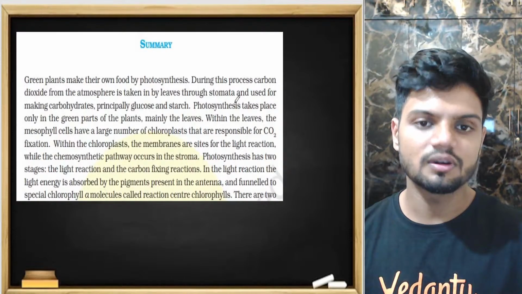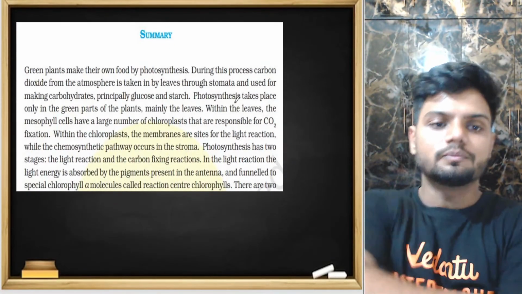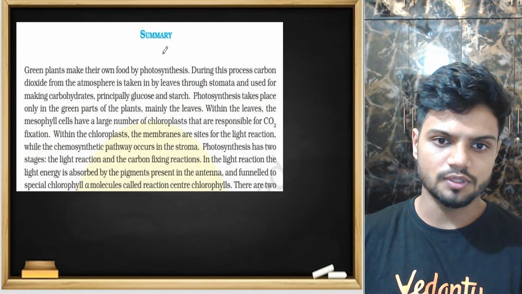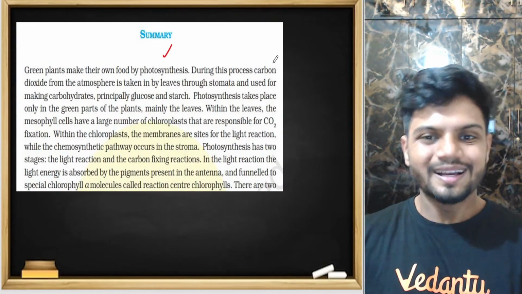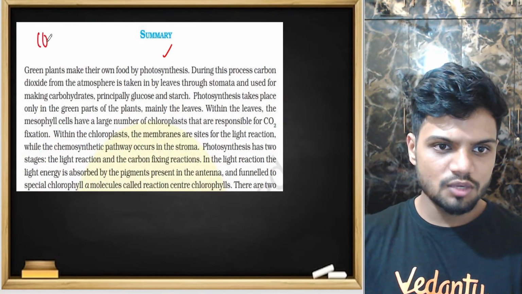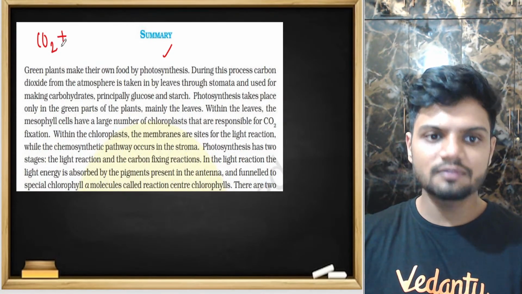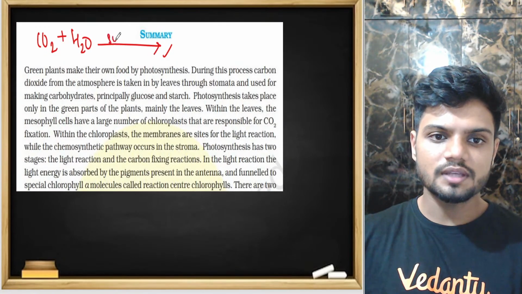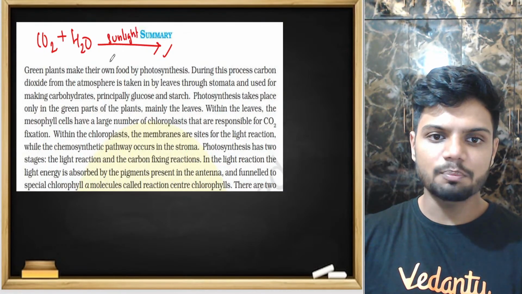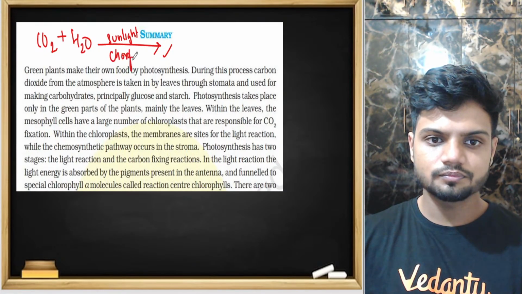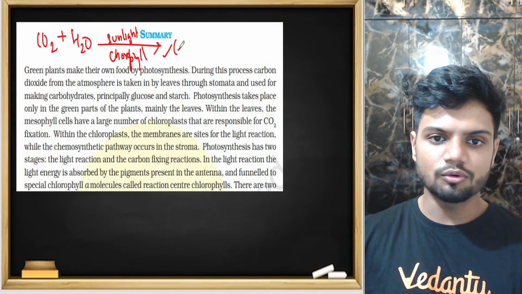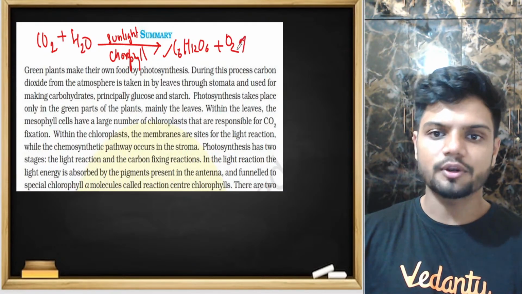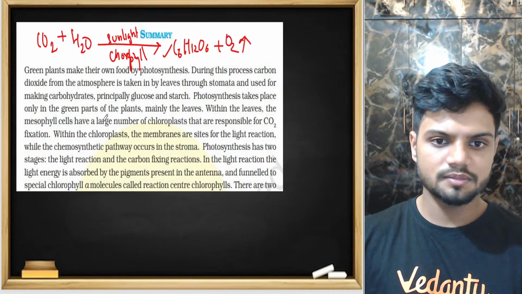Let's see the summary now and let's see if we covered every single point. Green plants make their own food by photosynthesis. All of you know this. During this process, carbon dioxide, CO2, from the atmosphere is taken in with the help of the leaf and water is added in the presence of sunlight and a pigment called chlorophyll. They end up making glucose, and oxygen is the byproduct. This is the reaction.